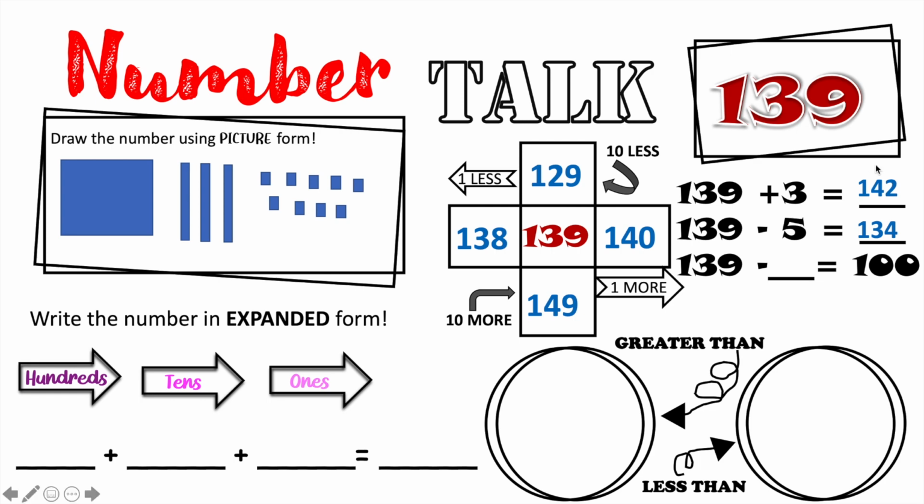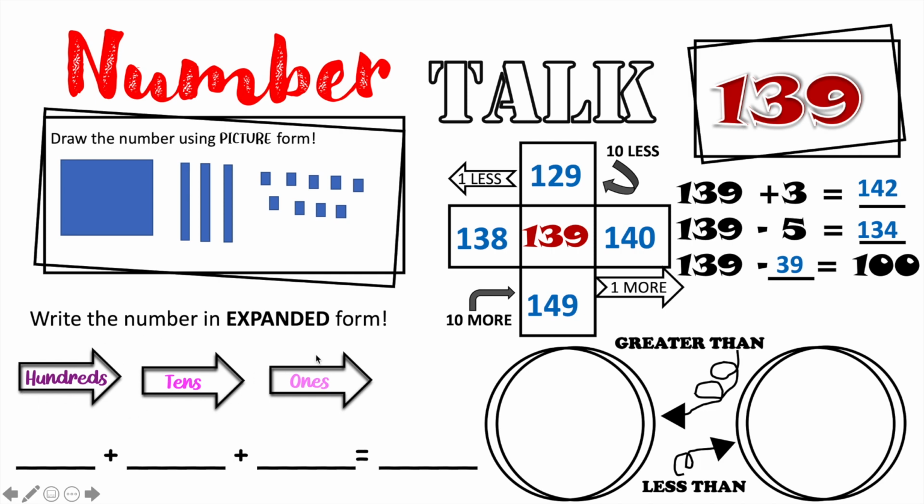And if we have the number 139 and we want to have 100 left, let's go back to our drawing. We want to have 100 left. That means that we have to subtract all of this right here. If we want 100 left, then we need to take away 10, 20, 30, 31, 32, 33, 34, 35, 36, 37, 38, 39. We need to take away the 39 so that we're left with 100. So 139 minus 39 equals 100.